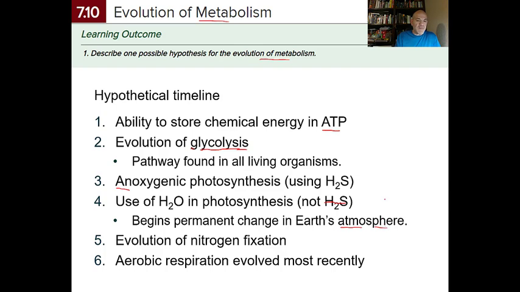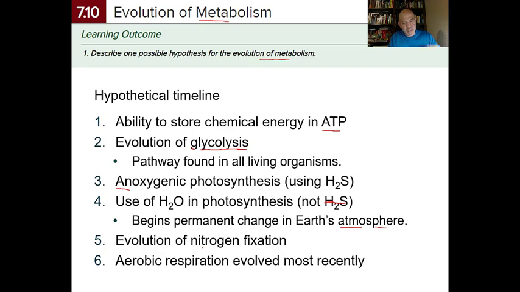So before that, there was no oxygen in the atmosphere. All the oxygen was bound within compounds, perhaps carbon dioxide, iron oxides like rust.